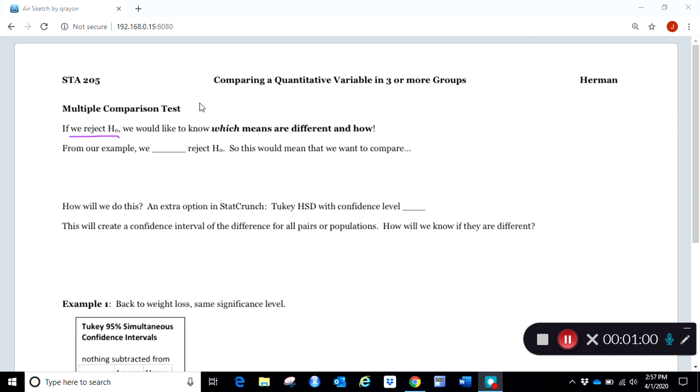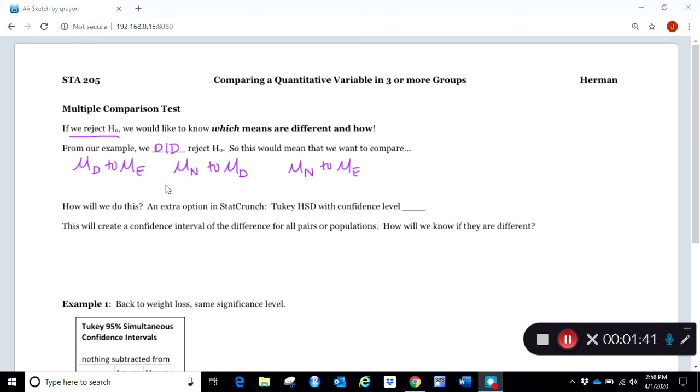So in our example, we did reject the null hypothesis. So what this means is we would like to be able to compare the average weight loss of dieting to the average weight loss for those that exercised. I would like to be able to compare the mean weight loss when you do nothing to the mean weight loss when you diet. And I would like to compare the mean weight loss of doing nothing to the mean weight loss for the exercise group. So really there's three comparisons here that I would like to do.